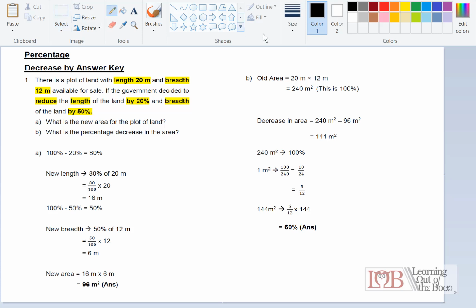In this question, okay, let me change the color. Alright, you can see that I have shown you the solution.